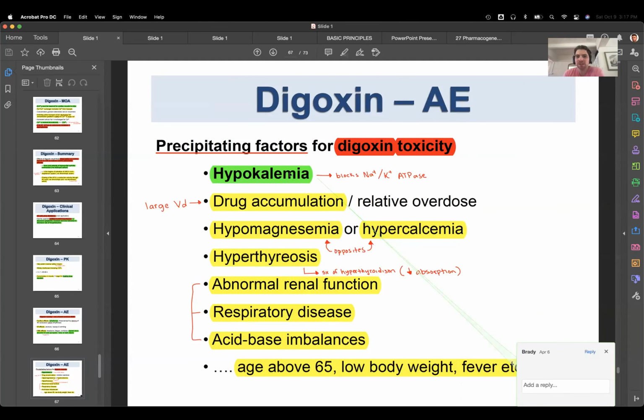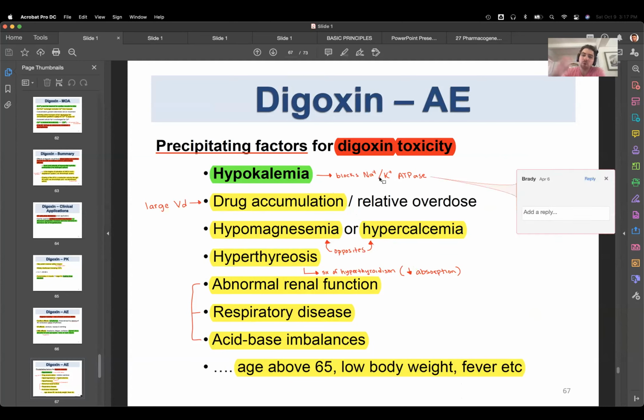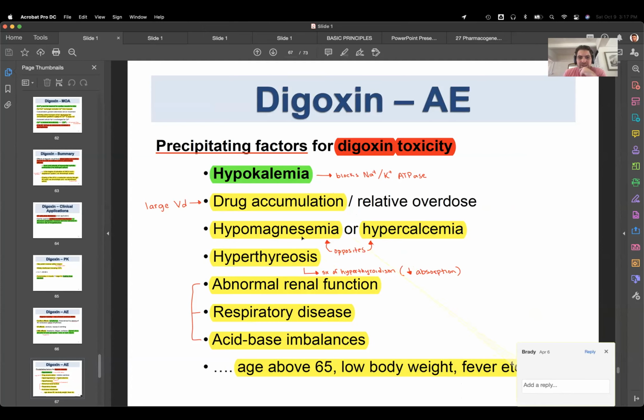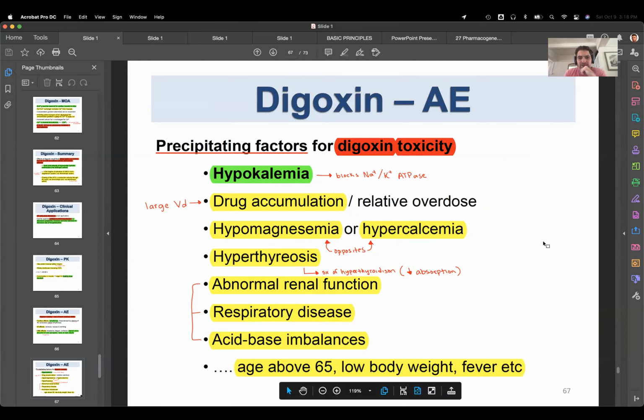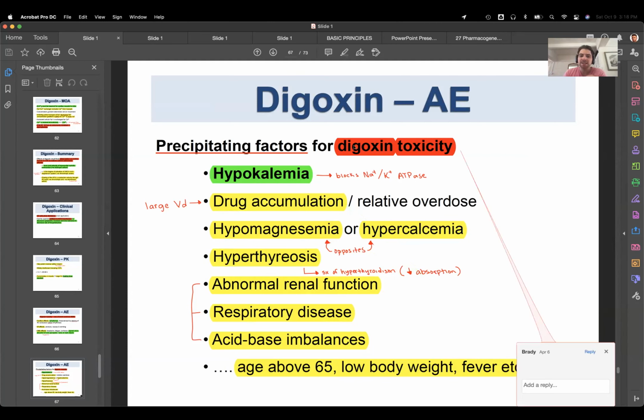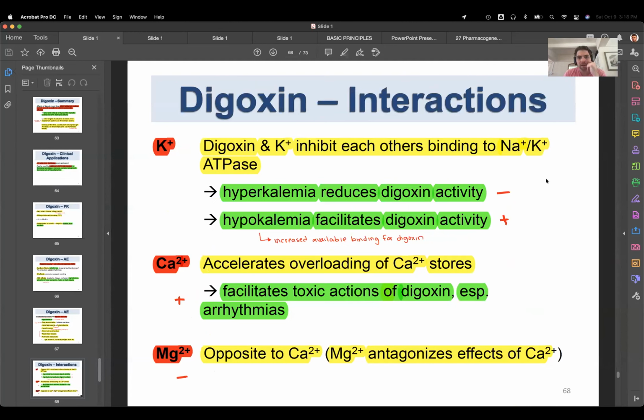So if a patient has hypokalemia, that will block this pump, which means there'll be more sodium available to help shuttle the calcium. So it can cause too much calcium intracellularly. But just in case these come up, it's a little complicated, but just be aware of these. If the patient is in a setting of this and they take digoxin, it could cause digoxin toxicity, okay? And these are the interactions.